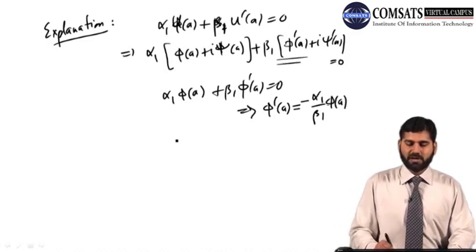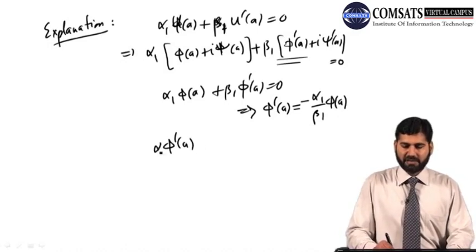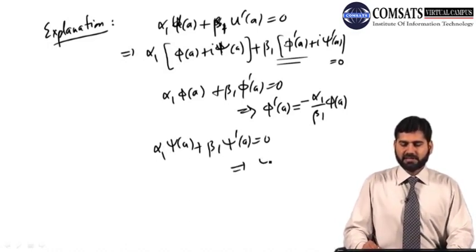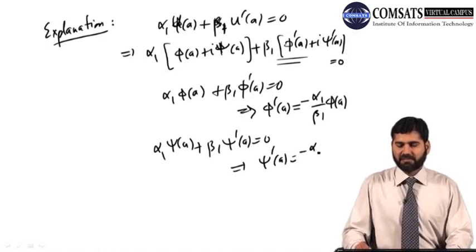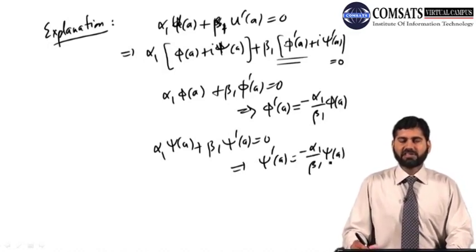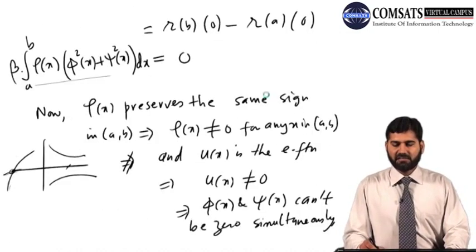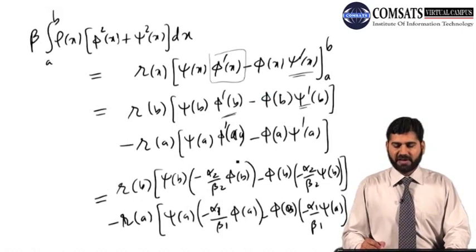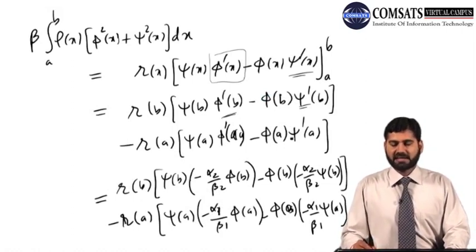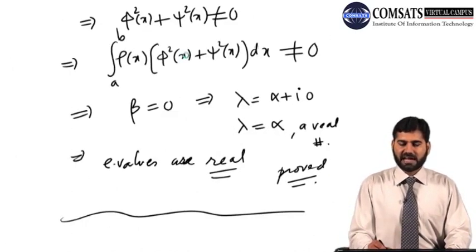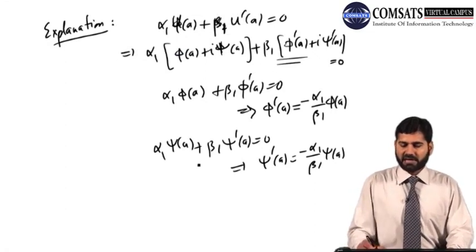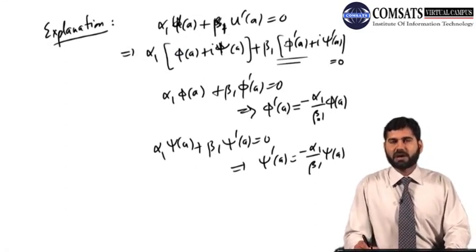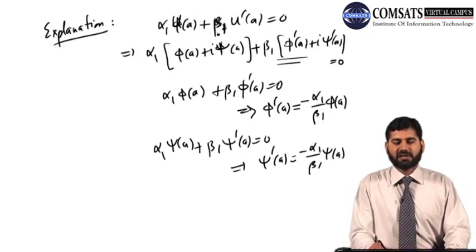From the imaginary part, you have alpha 1 psi of A plus beta 1 psi prime of A is equal to 0. And from here, psi prime of A is equal to minus alpha 1 by beta 1 psi of A. So this is what we used. If you see here, we used phi prime of A is equal to minus alpha 1 by beta 1 phi of A, and psi prime of A is equal to minus alpha 1 by beta 1 psi of A. Similarly, if I use the other condition at B, I will get phi prime of B is equal to minus alpha 2 by beta 2, because in that case it is alpha 2 and beta 2.